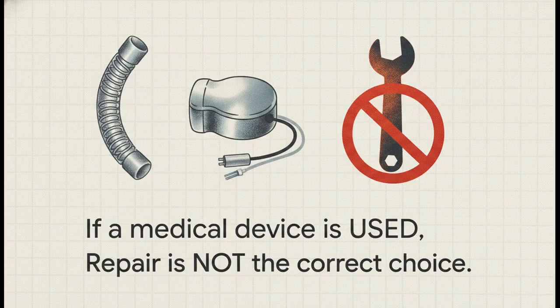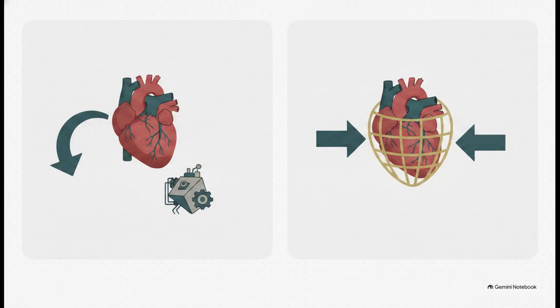Here is a golden rule to stick on a Post-it note right now. The second a device is used in a procedure, you can immediately cross repair off your list. Just rule it out entirely. It's a fundamental PCS rule that will save you so many headaches. And don't mix up replacement and supplement. This one trips coders up all the time.